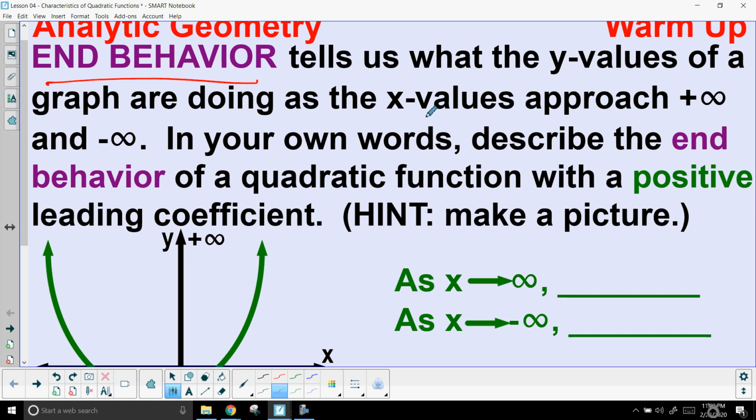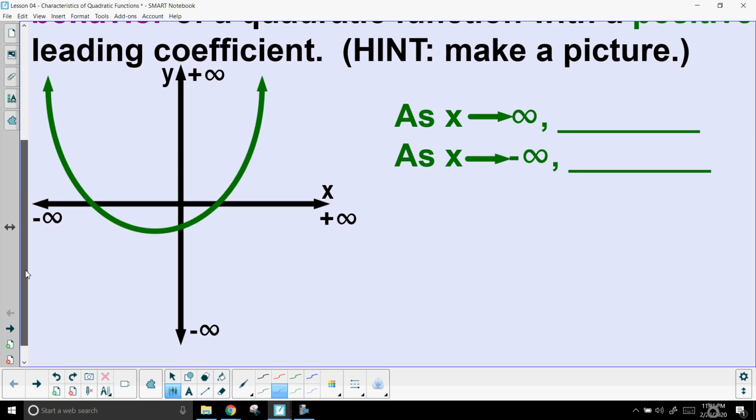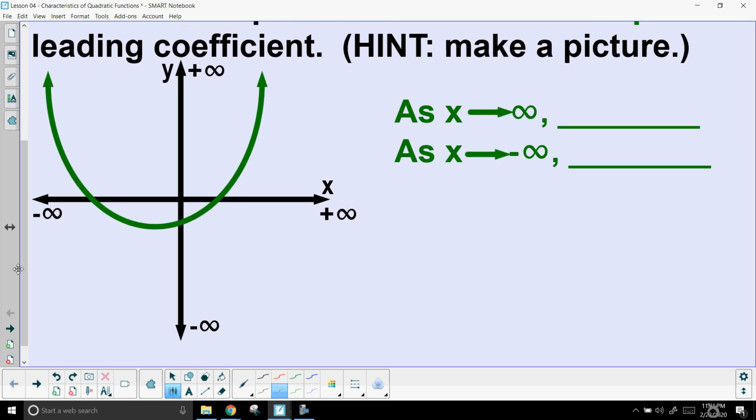In your own words, describe the end behavior of the quadratic function with positive leading coefficient. Hint, make a picture. So, draw a picture. Draw this. Notice the infinity symbols. Again, x-axis, y-axis.